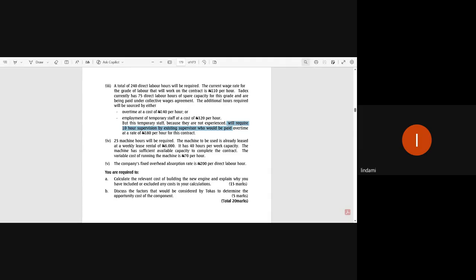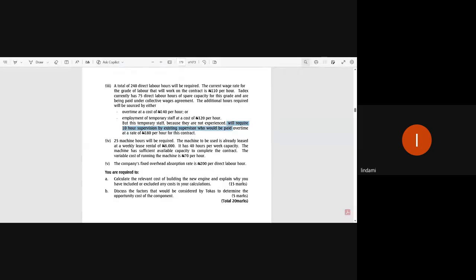4. 25 machine hours will be required. The machine to be used is already leased at a weekly lease rental of 6,000 naira. It has 40 hours per week capacity. The machine has sufficient available capacity to complete the contract. The variable cost of running the machine is 70 naira per hour. And then 5. The company fixed overhead absorption rate is 200 naira per direct labor hour.